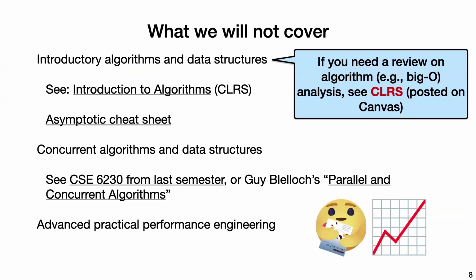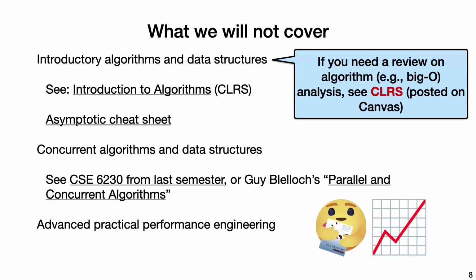What are we not going to do? Introductory algorithms and data structures. If you have not taken an introductory algorithms course, I suggest that you read CLRS or try to concurrently take one, because it is going to be super helpful. If you need a review, like in Big O, you can also use CLRS. I've posted the entire PDF on Canvas. I also posted this asymptotic cheat sheet, which should remind you of some common Big O notations.